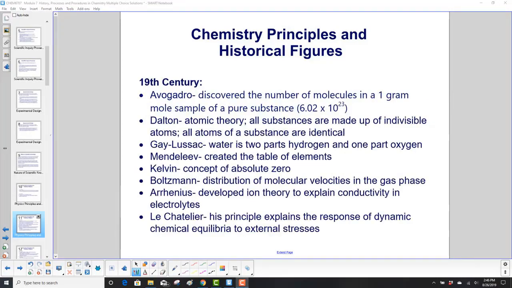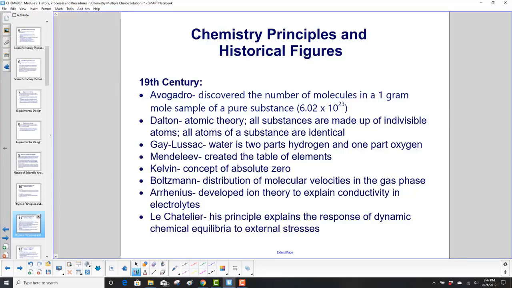In the 19th century, Avogadro, of Avogadro's number fame, discovered that the number of molecules in a gram-mole sample of a pure substance is 6.02 times 10 to the 23rd. Dalton, atomic theory. All substances are made up of indivisible atoms, can't be split into anything further, no constituents inside the atom. All atoms of a substance are identical. Gay-Lussac, water is 2 parts hydrogen and 1 part oxygen.